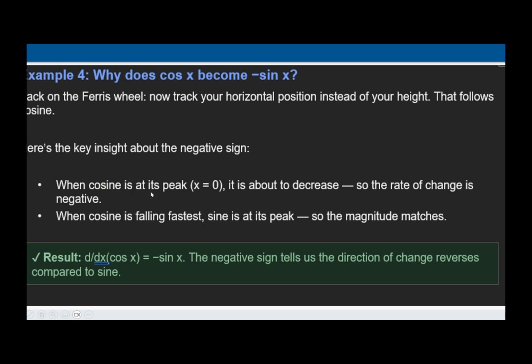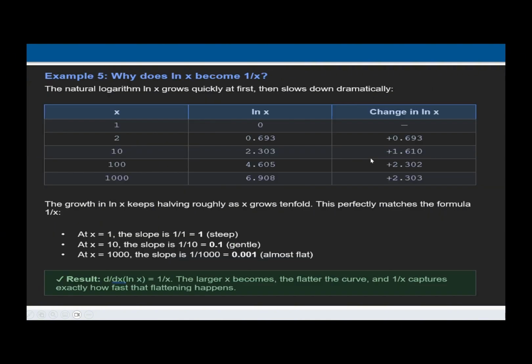Here the key insight is about the negative sign. When cosine is at its peak, x equals 0, it's about to decrease, so the rate of change is negative. Imagine you're going down where cosine is at its peak. When cosine is falling fastest, sine is at its peak. So the magnitude matches, but they're opposite, right? Result: the derivative of cosine equals minus sin x. The negative sign tells us the direction of change is reversed compared to sine. If you look back to the wheel, you can see that, right?